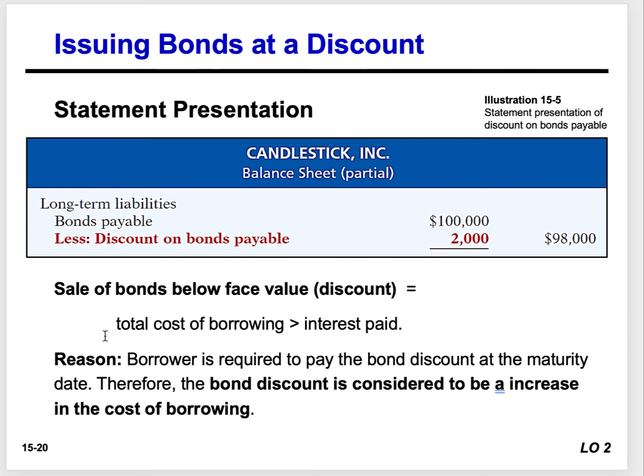Why? Well, again, it has to do with the borrower requiring a return. The borrower is required to pay the bond discount at maturity date. So that means I got in $98,000 in cash, but at maturity, I have to pay $100,000. That bond discount is what we consider a cost in borrowing. It's an increase in the cost of borrowing.